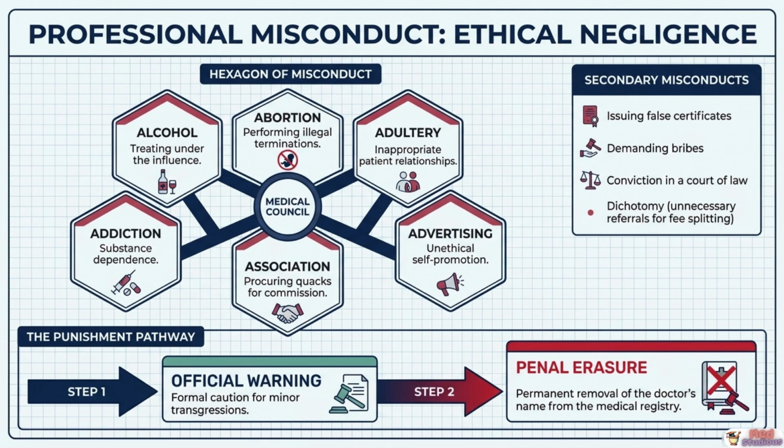Beyond these 6 primary offenses, several secondary misconducts are also recognized: issuing false certificates, demanding bribes, criminal conviction by a court of law, and dichotomy, the practice of making unnecessary patient referrals solely for the purpose of fee splitting with another provider. The punishment pathway follows 2 steps. First, the medical council issues an official warning. If conduct continues or is severe, the ultimate penalty is penal erasure, the permanent removal of the doctor's name from the medical registry, effectively ending their career.